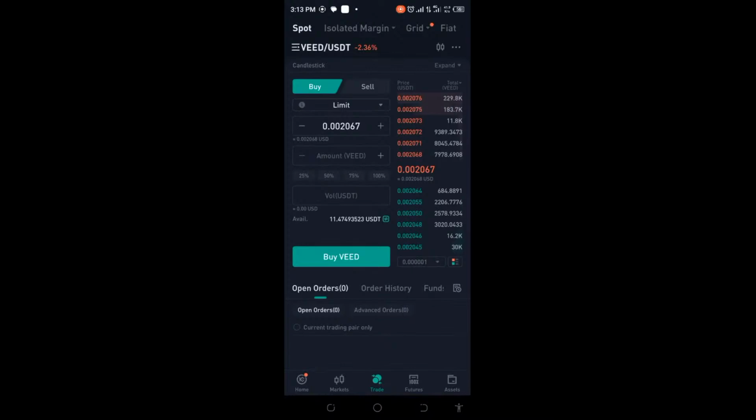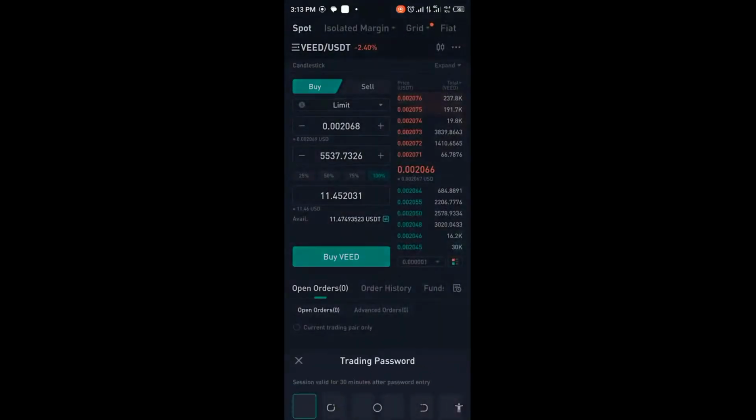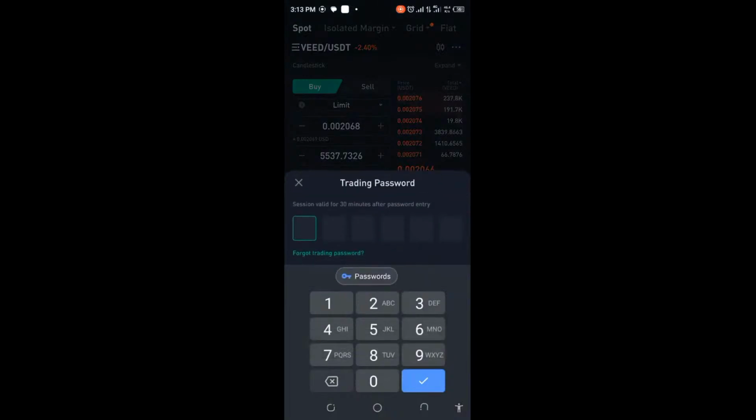I will just choose one of the red ones here and then click on 100% and we should be able to buy that instantly. Okay, let's go ahead. All right, I'll put in my confirmations, my verifications, and I'll be back.